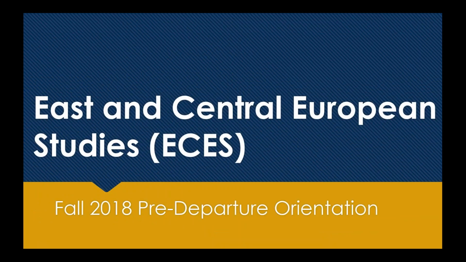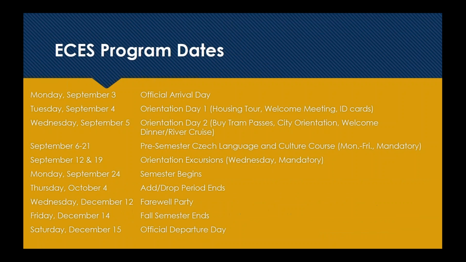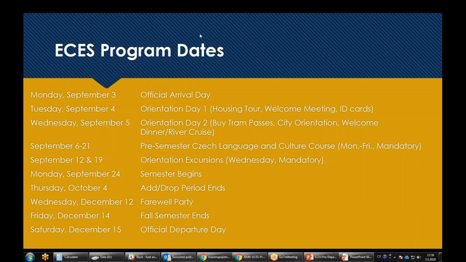Okay, so we'll move on to the next part, which is about the program, so more fun things. The ECES program dates are from September 3rd until December 15th. These are the days when you're expected to be in Prague. If you want to arrive early, you can, and I'll explain that a little bit later. But this is the general overview of the program.